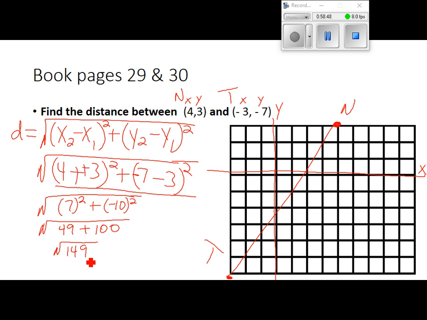Is 149 one of those numbers that was on that list? Boy, that sucks. Does everybody know what that symbol means? About, approximately. So we're going to round this off. Somebody help me out to ask the calculator so I don't have to grab mine. What's the square root of 149? 12.3, I think. 12.3? Yeah. And we'll go out one decimal place most of the time. So how far is it from N to T? About 12.3 units.